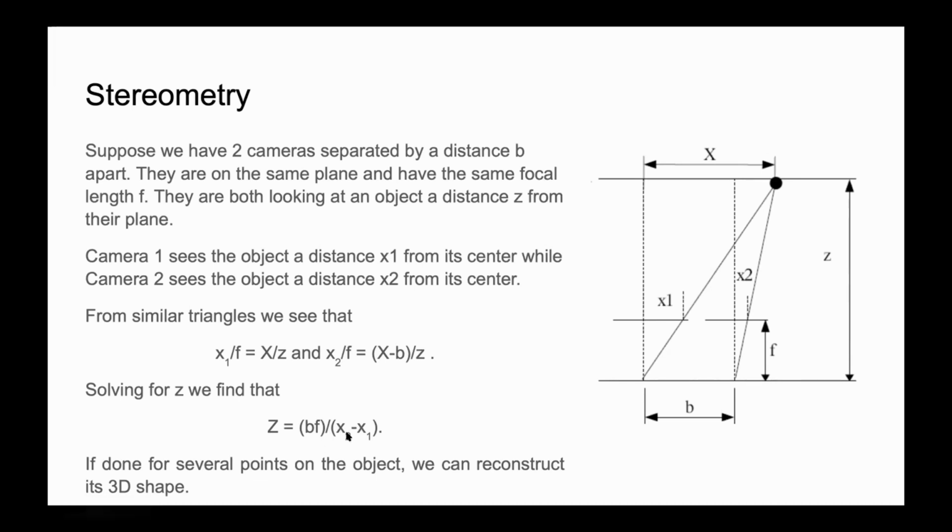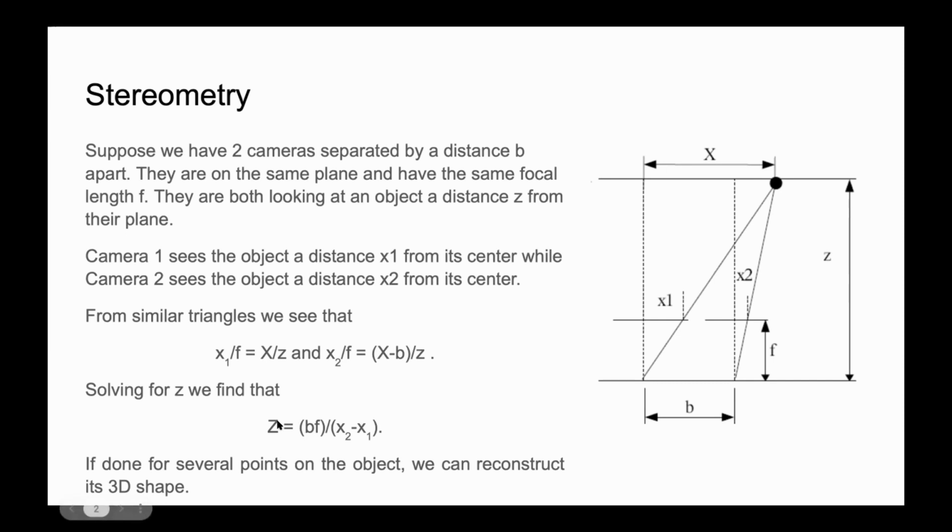And x2 minus x1 is known as disparity. Disparity. Notice that kapag malaki yung disparity, this is a ratio, no? But if the number is small, the denominator is small, z is large. Okay? If this denominator is large, z is small. Okay? So, ibig sabihin nun, objects farther away would have smaller disparity, whereas objects that are nearer would have higher disparity.